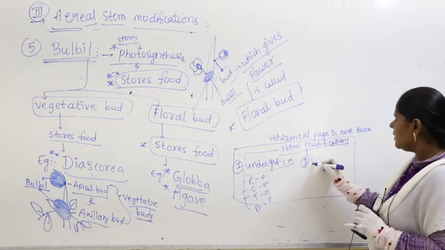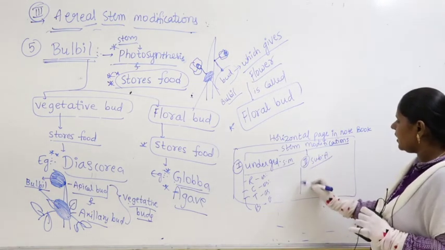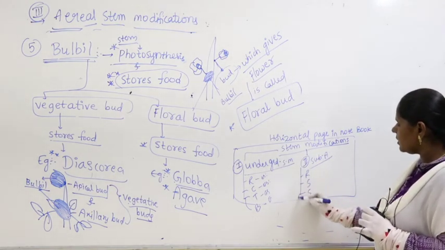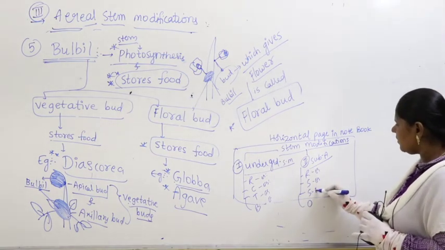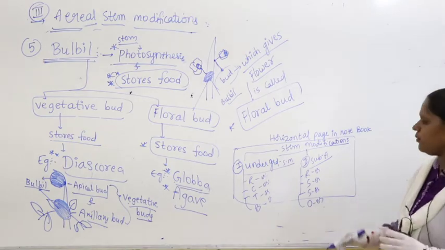Second one is what? Subaerial. So what do you study? Runners, stolons, suckers, offset, with examples. So you have to write all the examples, very, very important. This table is very important for you.